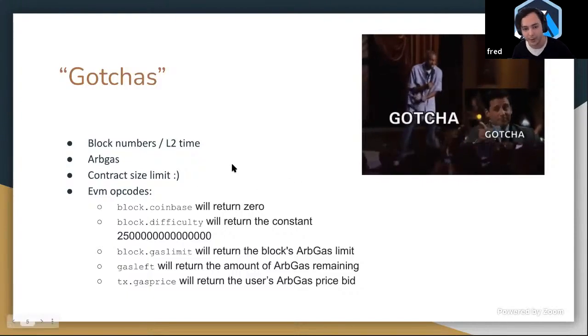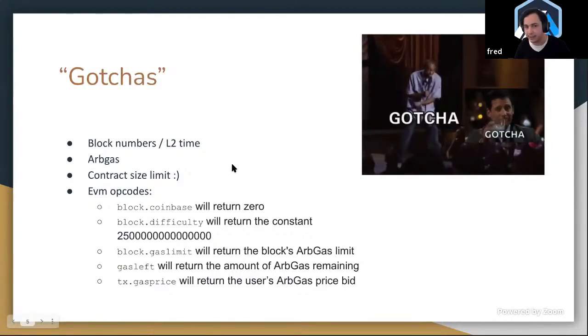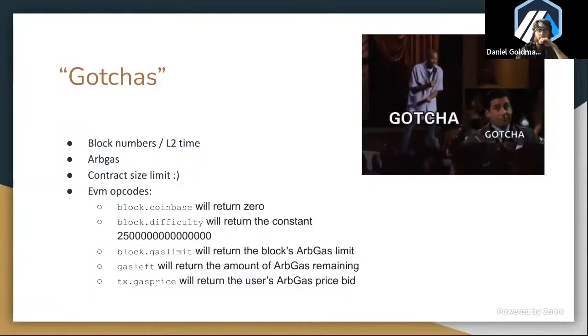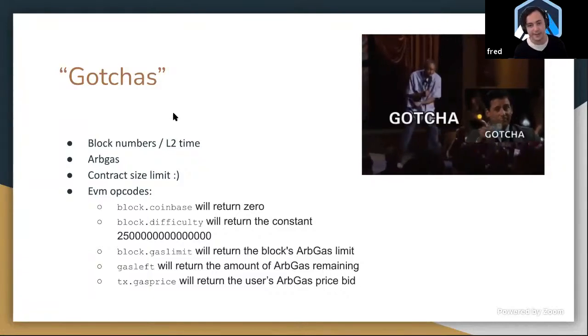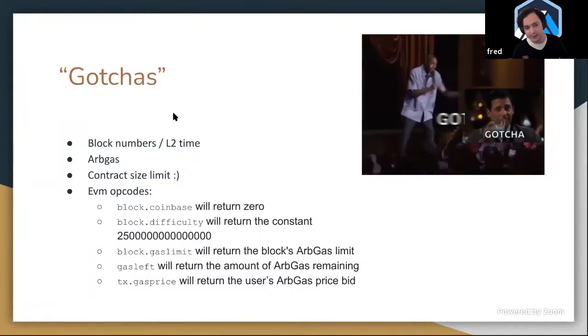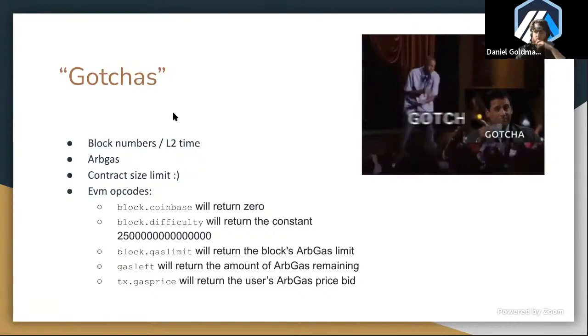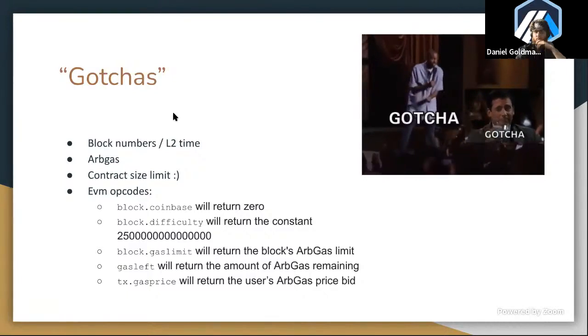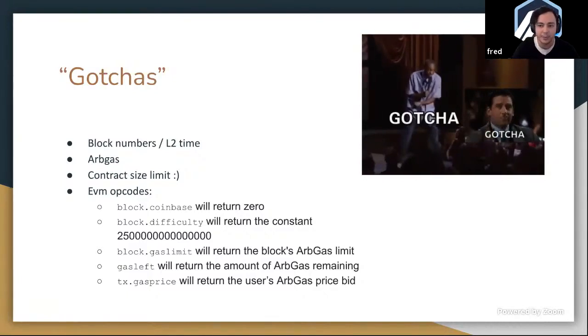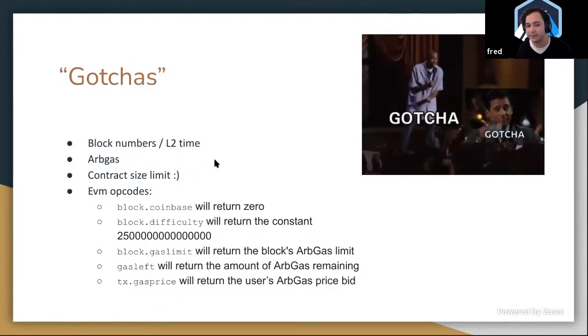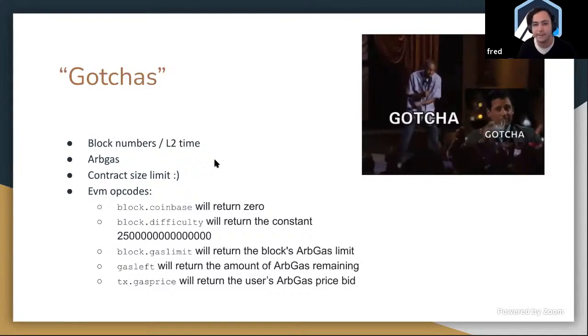The first being block.coinbase. We don't really have a miner mining for blocks to create an L2 block, so that doesn't really make sense in our context. Same for block difficulty. And the three other opcodes are the gas limit, the gas left, and the gas price, which instead of giving you the gas using the L1 metering system, return the arbgas limit, the arbgas left, or the arbgas price.